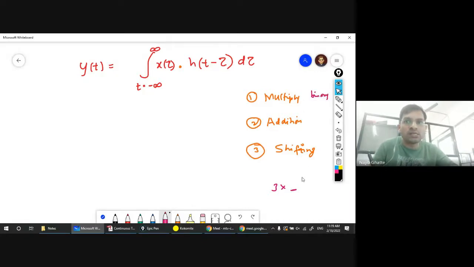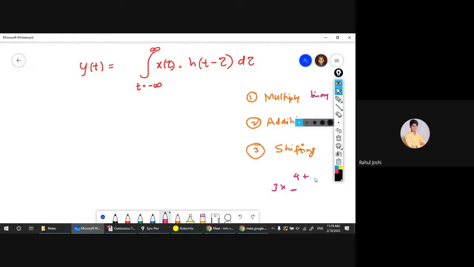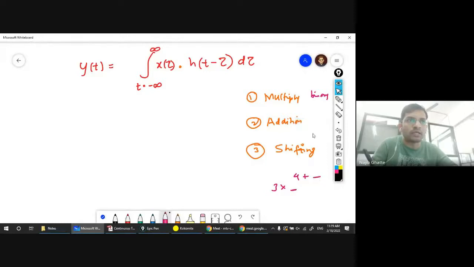Similarly, if I ask you, Rahul, I wanted to perform 4 plus. Can you perform 4 plus? 4 plus what? He will say no, I require one more operand. So I can say addition is also a binary operation. What about shifting, sir? In shifting you require only one operand, for example x of t, h of tau, whatever it is. So shifting is a unary operator.